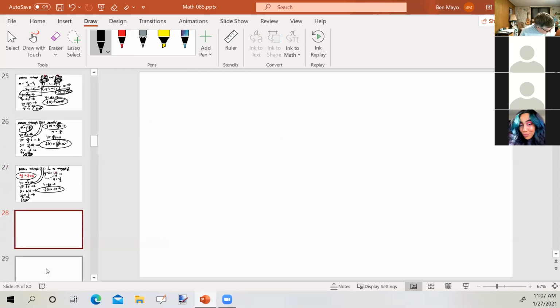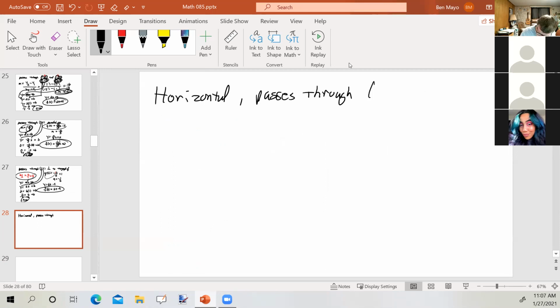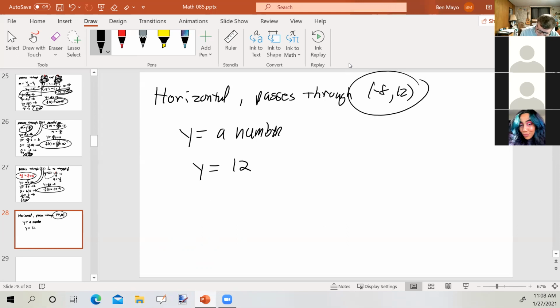Now, we want the equation of a horizontal line that passes through (negative 8, 12). Well, one of those 10 items that I gave you was that the equation of a horizontal line is y equals a constant, or y equals a number. So the horizontal line is going to be y equals, well, what is the y value for this ordered pair? 12. Or f of x equals 12.